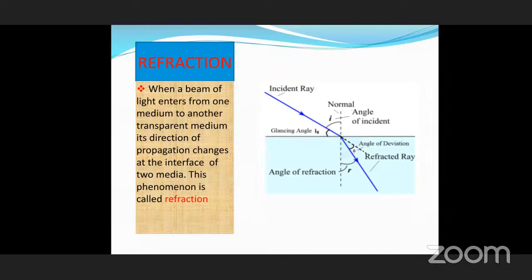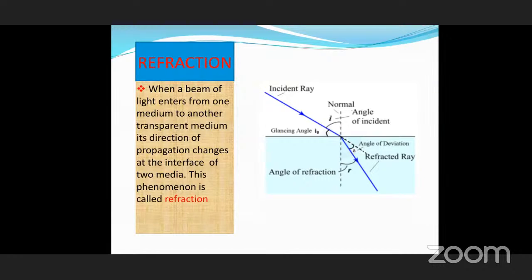Now we have to draw the normal at the point of incidence. With this normal, the incident ray makes the angle of incidence. The angle subtended by the incident ray with the normal at the point of incidence is called the angle of incidence.